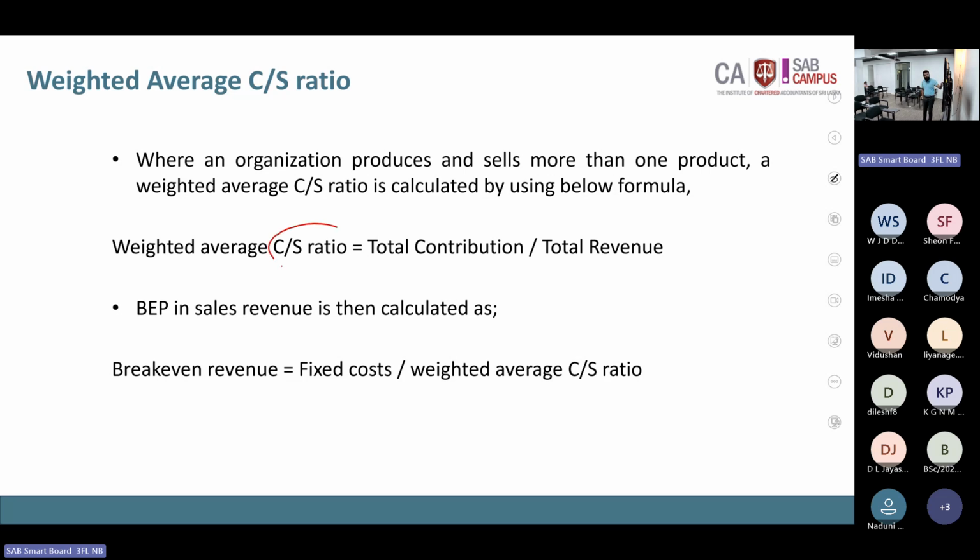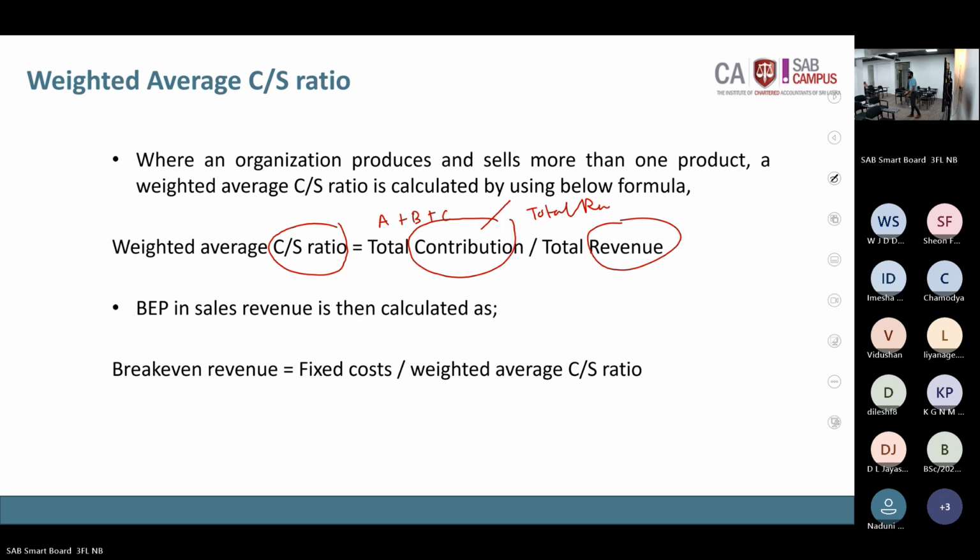අපි කලින් හැදුවේ CS ratio එක විතරයි. Right? CS ratio එක හදද්දී අපි ගත්තේ contribution divided by revenue. Here what we have to do is, if there are, let's say, three products, product A, B and C, we have to separately identify product A, B and C total contributions. So the product A's contribution, B's contribution, C's contribution, total contribution we have to get together and divide by total revenue of product A, B and C. අර එක ප්‍රොඩක්ට් එකකට කරපු එක ඔක්කොම ප්‍රොඩක්ට් එක එකට එකතු කරලා කරනවා.